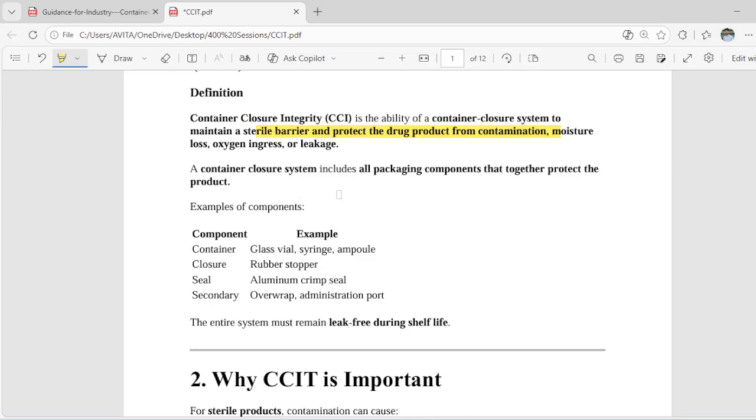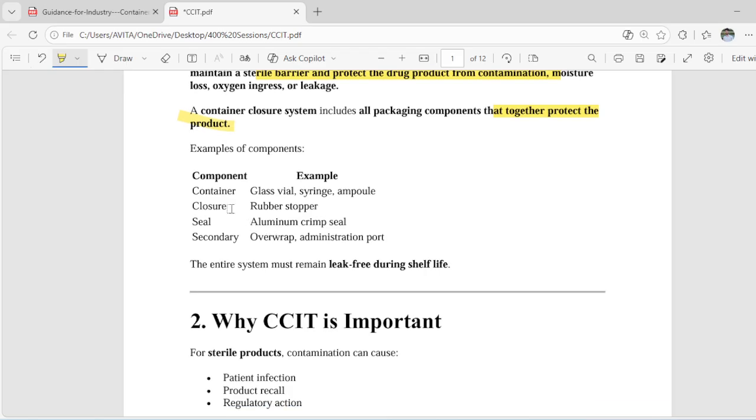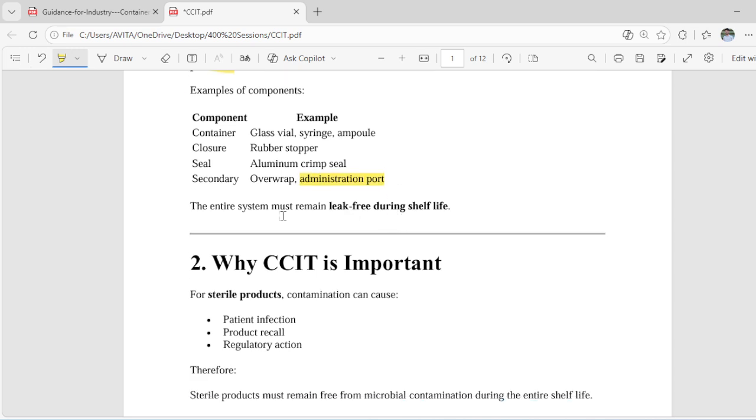A container closure system indicates all the packaging components that together protect the product. For example, containers are the glass vial, syringe, and ampules. In closures, we have the rubber stopper. In seals, we have the aluminum crimp seal. And secondary components could include the overwrap or the administration port. The entire system must remain leak proof during the shelf life.